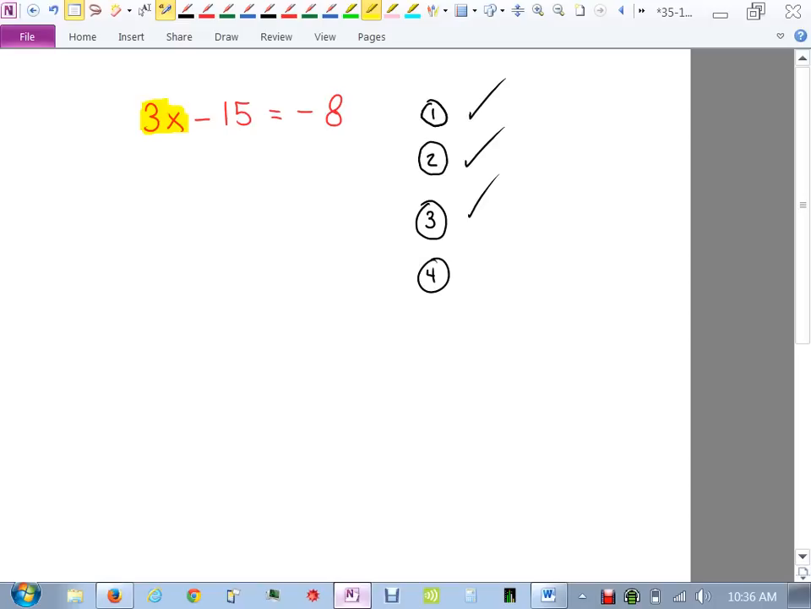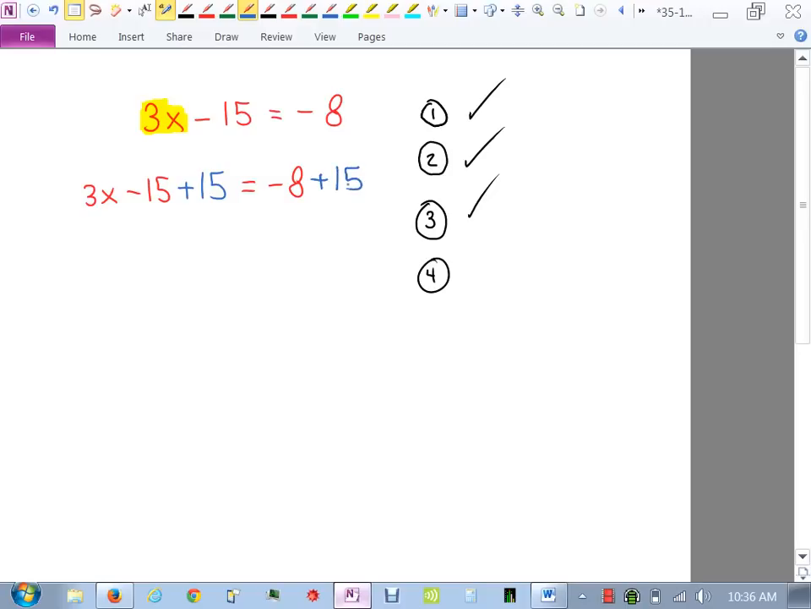Now there's different ways to do this addition. The book does what's called horizontal addition. So the book does this. They write 3x minus 15, and then they come in here and they say, I'm going to add 15. And then on the other side of the equation, they come in and they add 15.